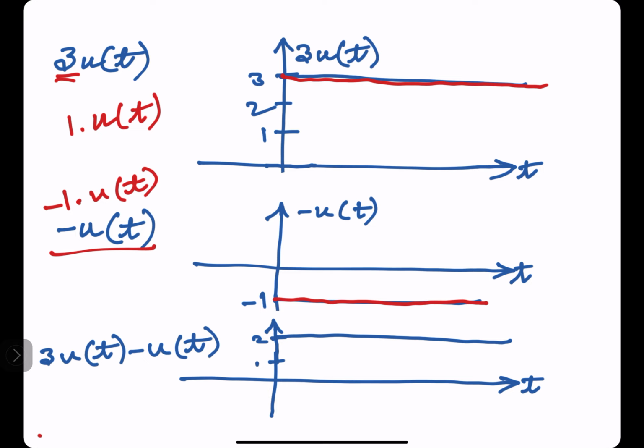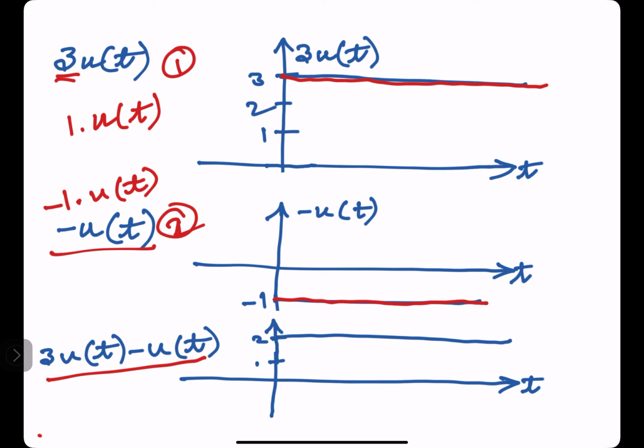Now we'll move on to signal addition. The two signals we had discussed here are 3 into u of t and minus u of t. So these two we will add now. So 3 into u of t minus u of t. In signal addition, only the amplitude will get added.